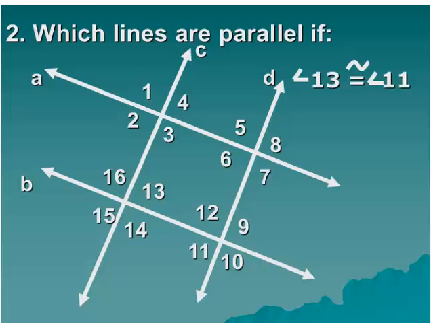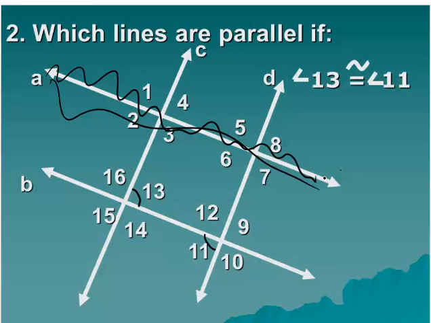Number 2, which lines are parallel if angle 13 is congruent to angle 11? So we have angle 13 and angle 11. The first thing I notice is I can cross out a line. Angle 13 is touching line B and line C. Angle 11 is touching line B and line D. So we're not using line A. I'm going to ignore that line. That's a good hint that I'm probably going to have a pair of lines parallel.